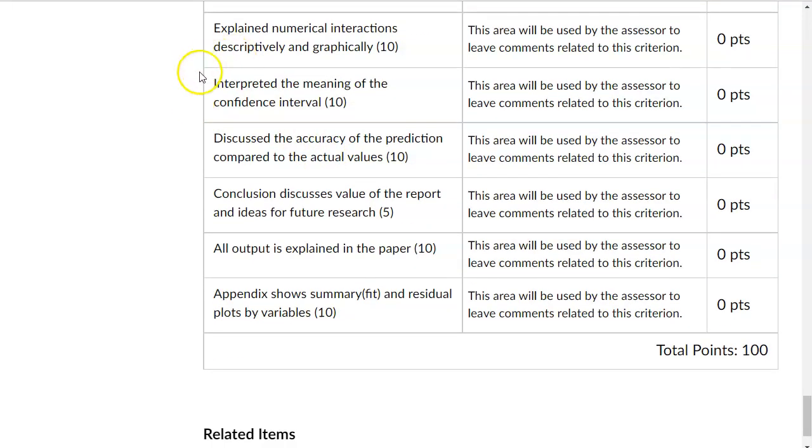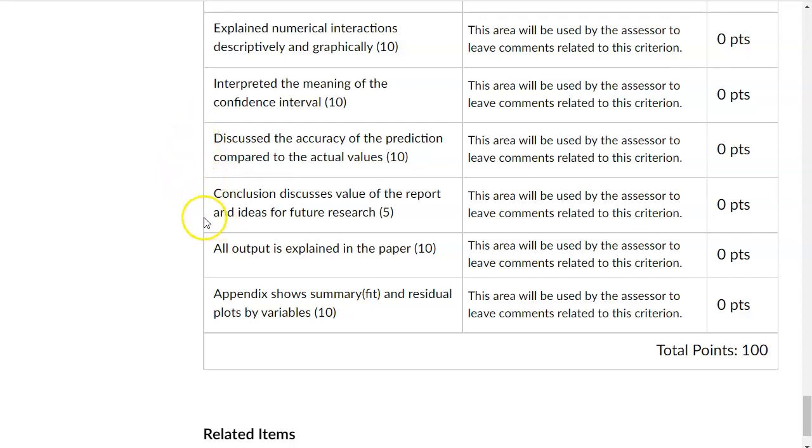Interpreted the confidence interval, not just having a value, but saying we are 95% confident that the slope is between these two bounds. Discuss the accuracy of the prediction. I added this to the rubric because a lot of people were like, here's my prediction, 5,000. It's like, okay. The actual value is supposed to be 5,002. Come on, talk about that. You should be proud of how good your prediction was compared to the actual value. If you're missing that, you're missing a real punchline that was really cool.